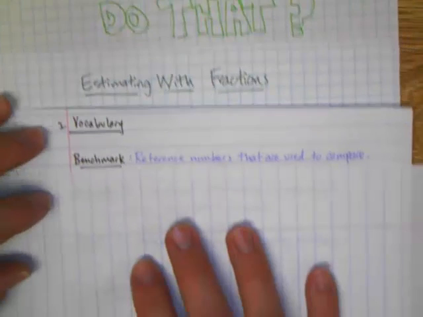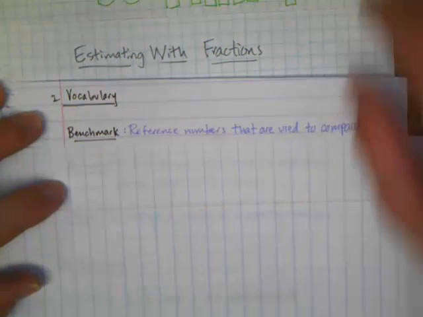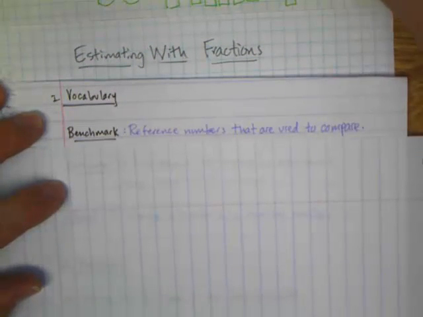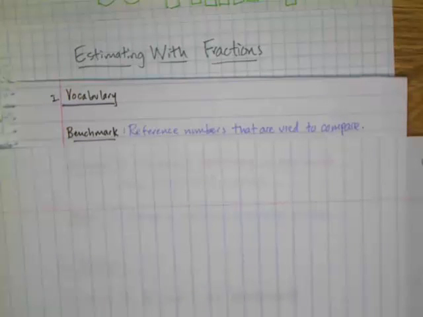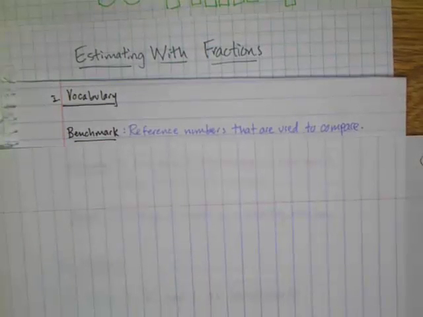Okay, and benchmarks are reference numbers that we use to compare. Now, a lot of people don't really quite get this, but benchmark numbers are 5, 10, 15, 20. Those are all benchmarks. It's those numbers that you would commonly round to, so that way you can add quickly in your head and do mental math.